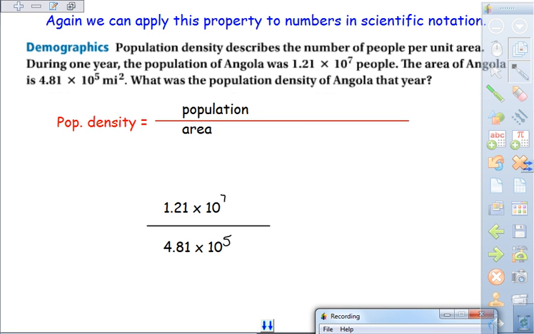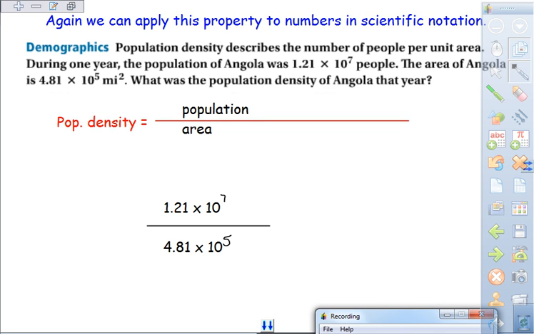Again, we can apply this property to numbers in scientific notation. Population density describes the number of people per unit of area. During 1 year, the population of Angola was 1.21 times 10 to the 7th people. The area of Angola was 4.81 times 10 to the 5th miles squared. What was the population density of Angola?